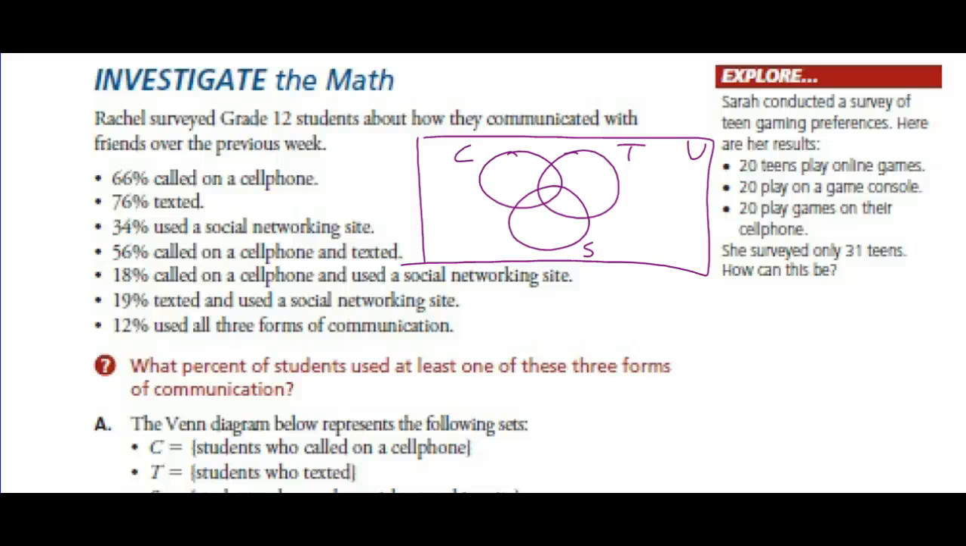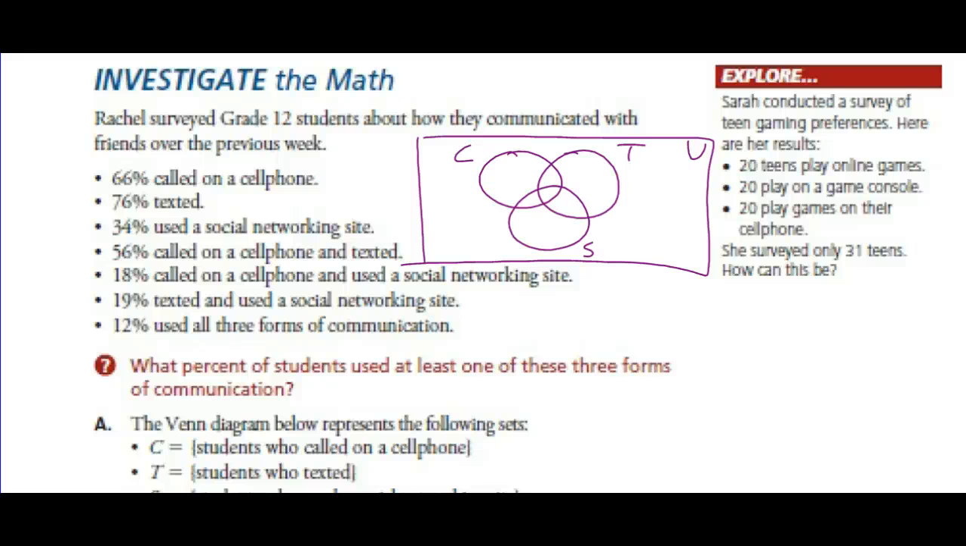Now you notice the cell phone circle is split into 1, 2, 3, 4 regions, right? The texting circle is split into 4 regions. The social networking circle is split into 4 regions, right? So we got these numbers. Ultimately, when we are done, if we add up the 4 regions in the cell phone circle, it has to add up to 66%. So there's no way that I can put a number down anywhere in the cell phone circle yet. All I know is that all 4 of them have to add up to 66.